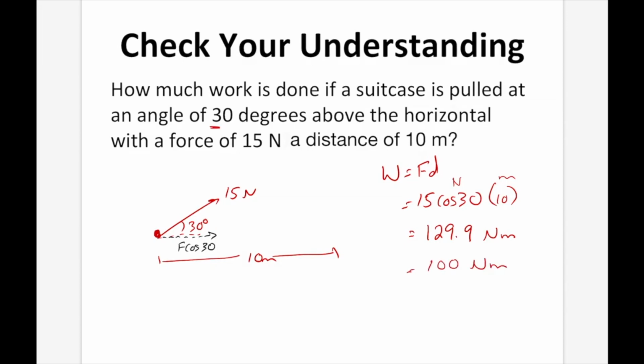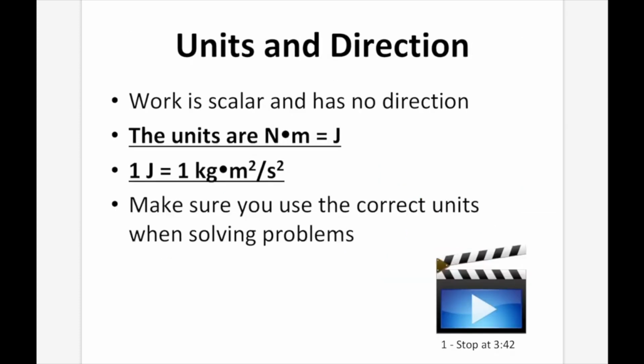Now we're going to look at a different unit in a second, but for now 100 Newton meters would be correct. Units in direction. Work is a scalar and has no direction. Now we just established that our answer was in Newton meters, but Newton meters is actually the joule. So we're going to refer to our answers in joules from now on. Now 1 joule is going to equal 1 kilogram meters squared per second squared. So keeping in mind we need to have everything in kilograms, meters, and seconds.